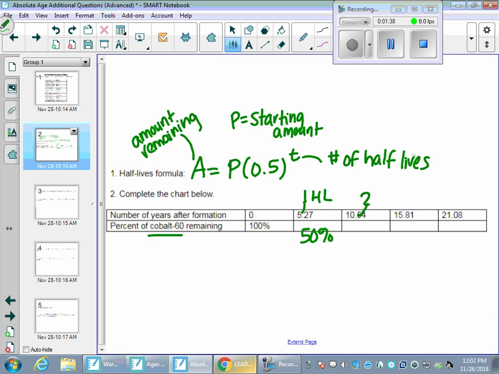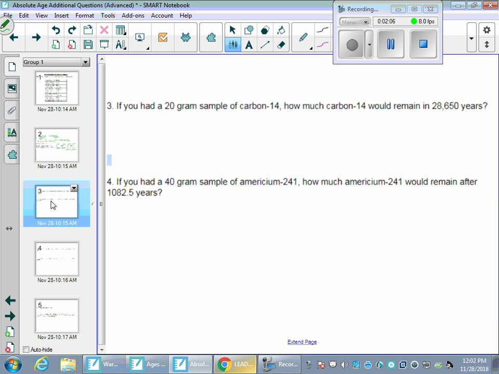After 2 half-lives, we would now have half of that 50%. So that would be 25%. And we continue dividing by 2 as we move down the chart. So this would be 3 half-lives. We have 12.5%. This would be 4 half-lives. And that would then be 6.25%. So we're just losing half of what we had. We keep dividing by 2. Now we're going to use our equation here to calculate some different things and how much we would have remaining.